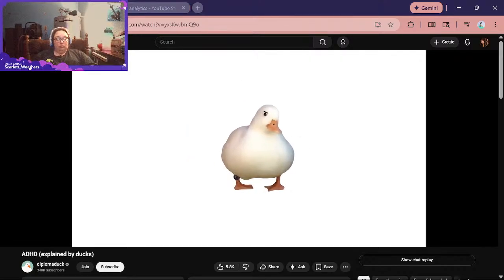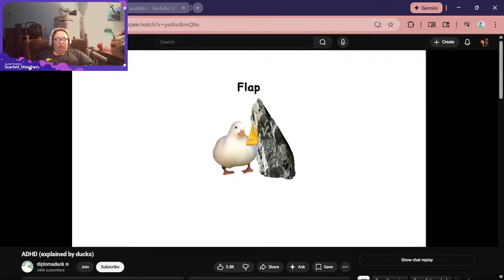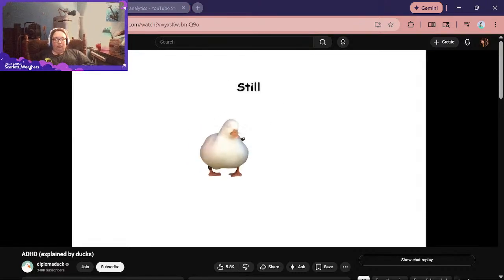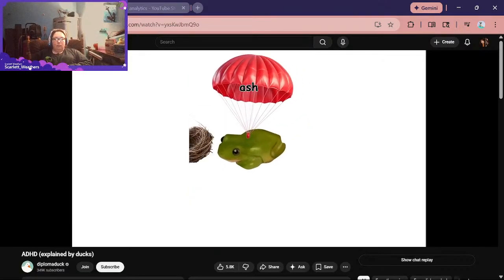Brain says no. No flap, no spark, no joy. Duck panics. How can I be tired of what I love? Am I broken? Duck pushes harder. Flaps until feathers fall out. Still empty. That's passion burnout. When joy turns into job and spark turns into ash.